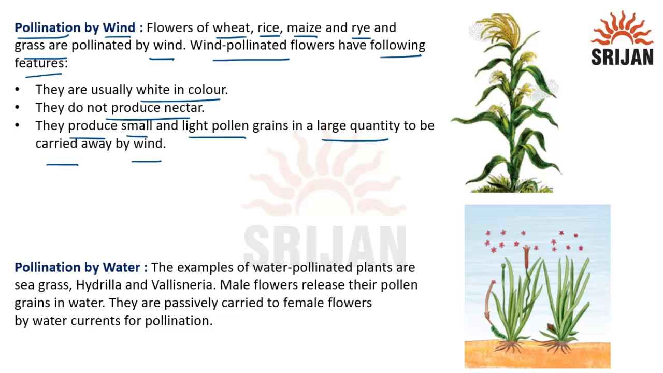So, these are light, and many of the pollen grains may be wasted while flying, so they need to be produced in large quantity. So we can say these are the pollen grains in the case of maize.